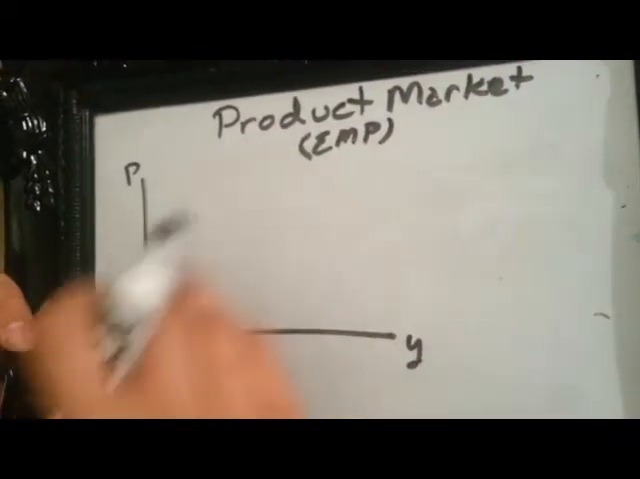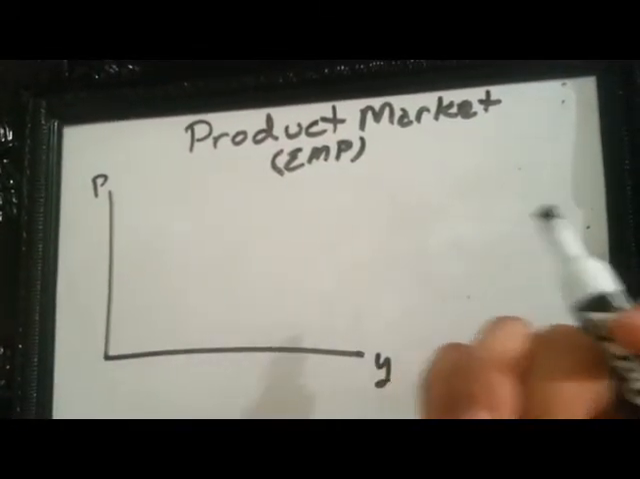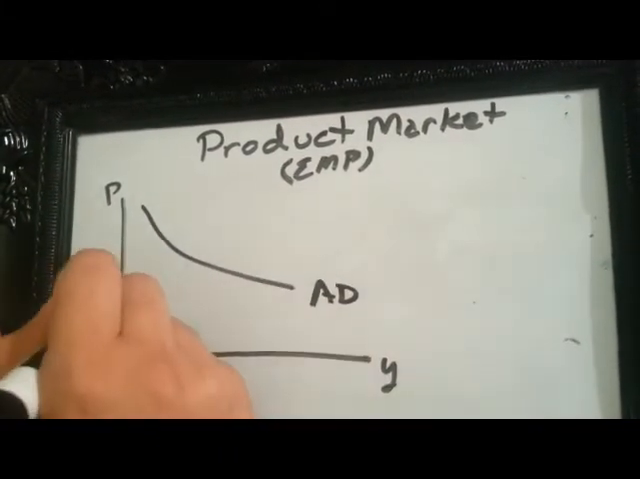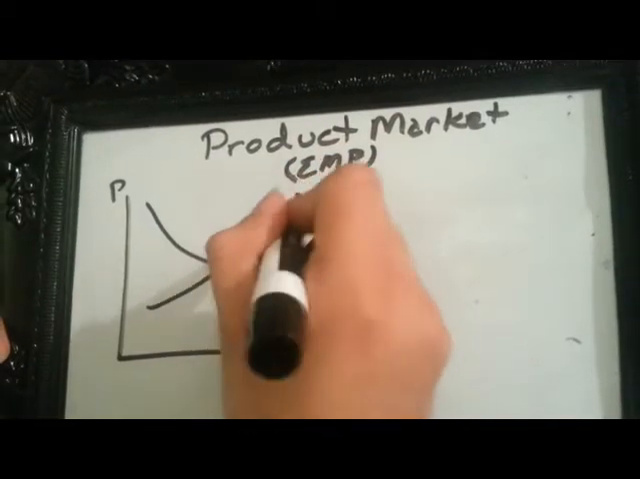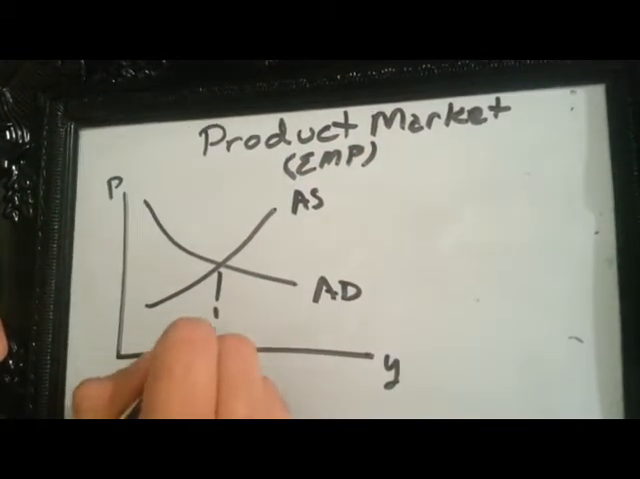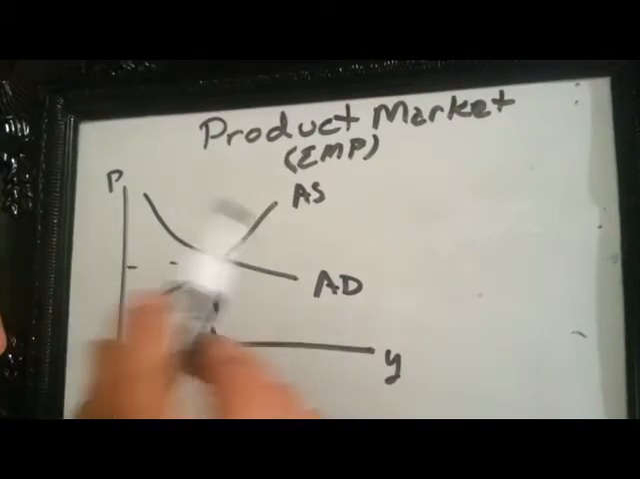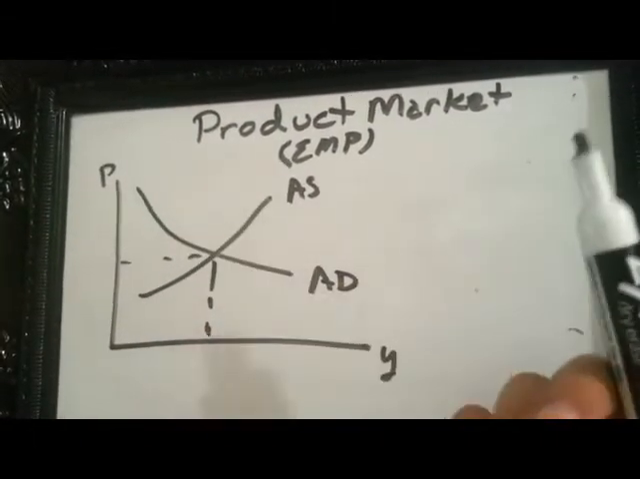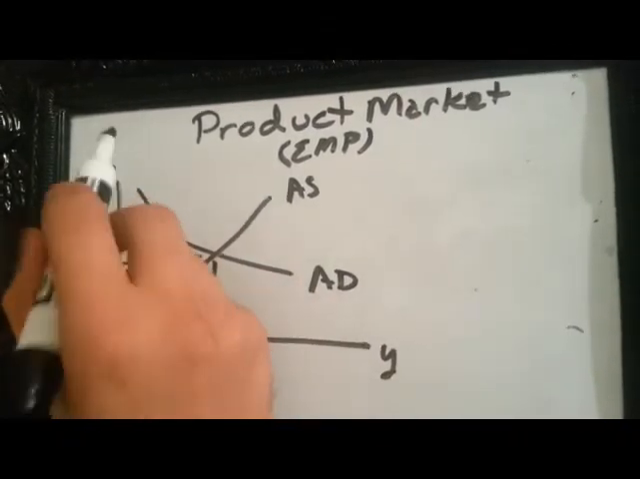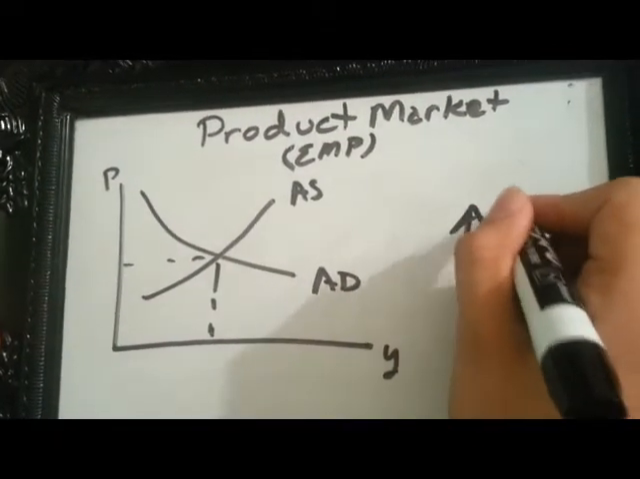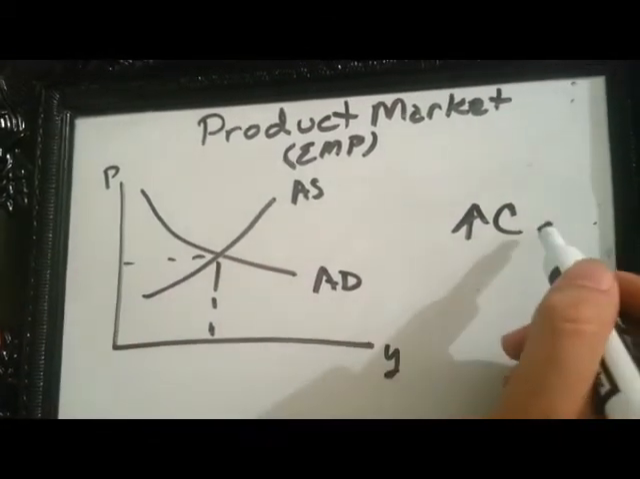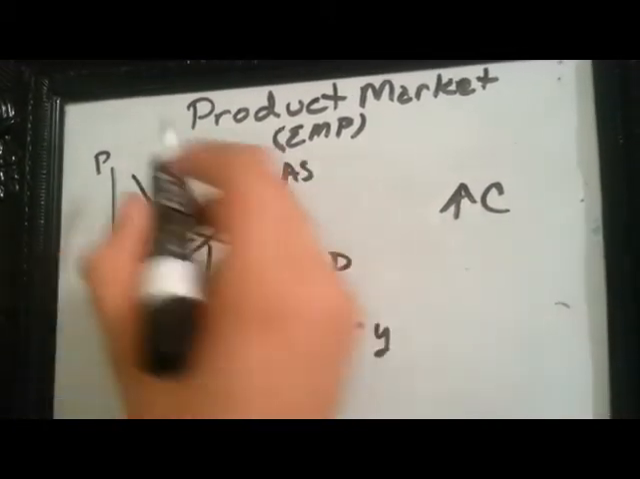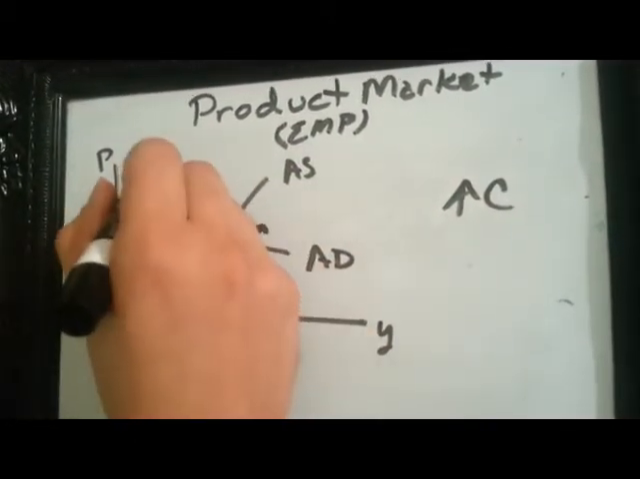Now the effect of expansionary monetary policy or an open market purchase on the product market. Well, we know the product market is just, if we look at our neoclassical model, aggregate supply and aggregate demand at this equilibrium. But if we are practicing expansionary monetary policy, or we're making open market purchases, we are increasing C. Now, if we increase C, we're increasing our expenditure function, which is also known as aggregate demand. So that will shift here.